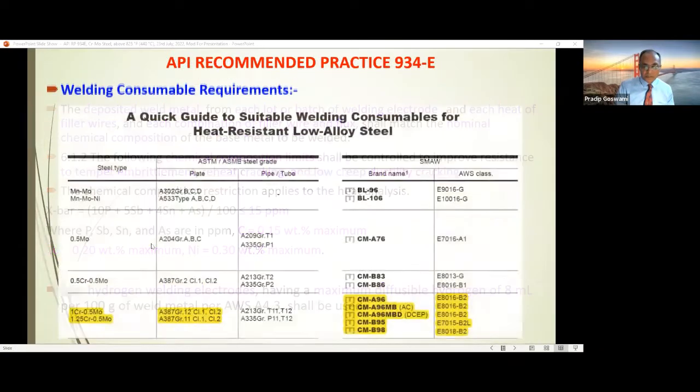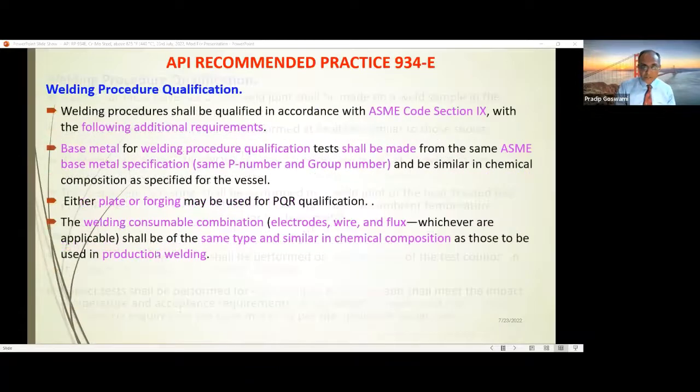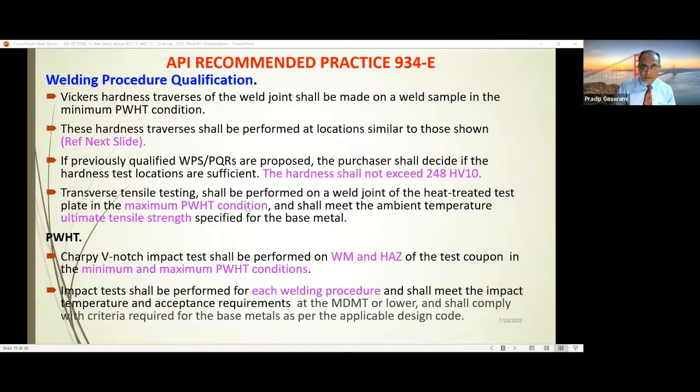So coming back to where I was before, transverse tensile shall be done in the maximum post-weld heat treatment condition, and after post-weld heat treatment. Charpy impact shall be done on the weld and heat affected zone on the test coupon in the minimum and maximum post-weld heat treatment condition. Basically, minimum is the one which is going to be applicable for the vessel, that is post-fabrication heat treatment. And maximum is the one which one can anticipate following the simulation and adopting the ISR and other things also. So these minimum and maximum need to be specified at the very outset, and that has to be adhered to.